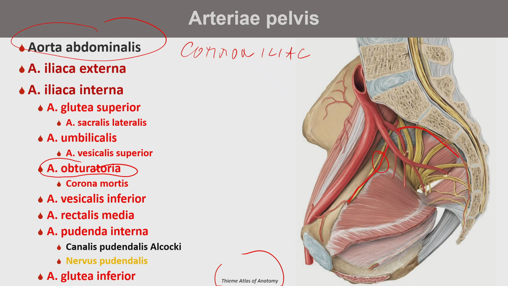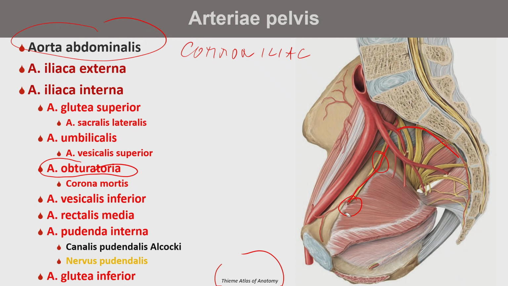The obturator nerve is the nerve supplying the medial part of the muscles of the thigh, so the adductors, and it is accompanied by the artery, entering the foramen obturatum and the hiatus obturatorius, which is the space in the membrane where that artery and nerve are passing out.